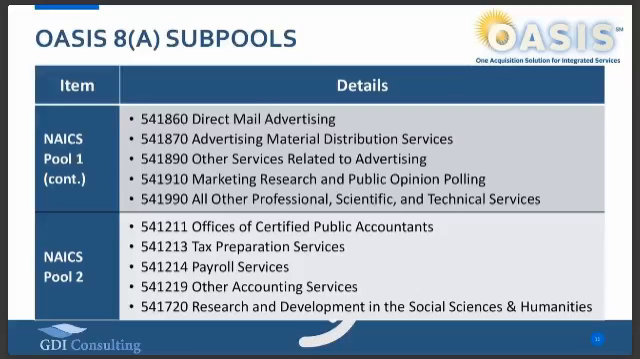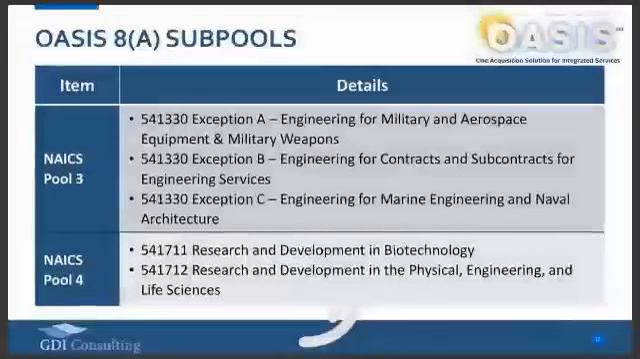But that's Pool 1. Pool 2 is essentially financial systems. So it's certified public accountants, tax preparation services, payroll services, other accounting services, and research and development in social sciences and humanities. That's Pool 2.